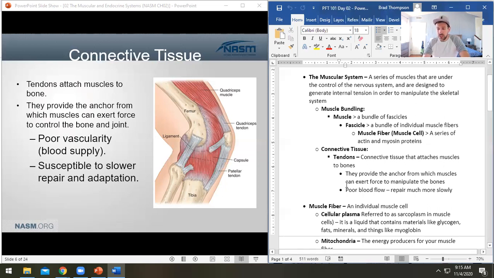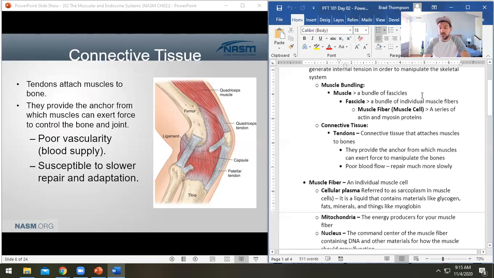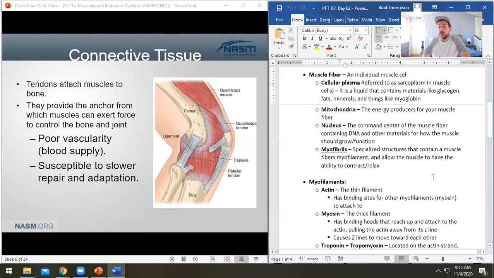So that poor blood flow is actually something we need to talk about. We need to find ways to promote blood flow to that connective tissue if we want these types of tissues to repair. Well, lucky for you, we can always lift for a relatively light amount of weight. That way we're not exerting maximal effort on that connective tissue. And we can lift at a very slow tempo.